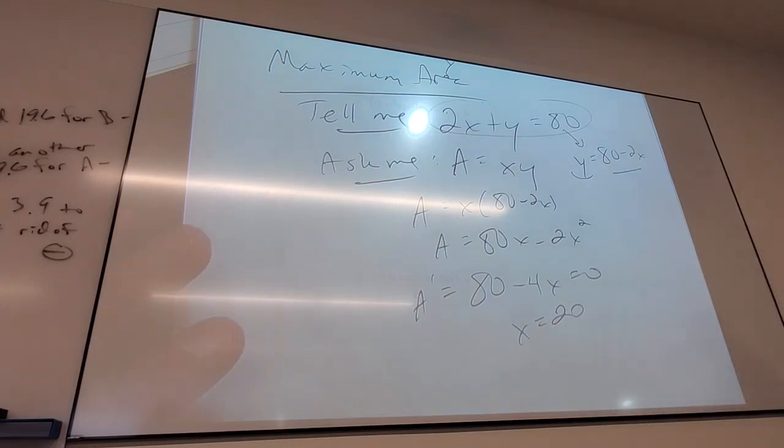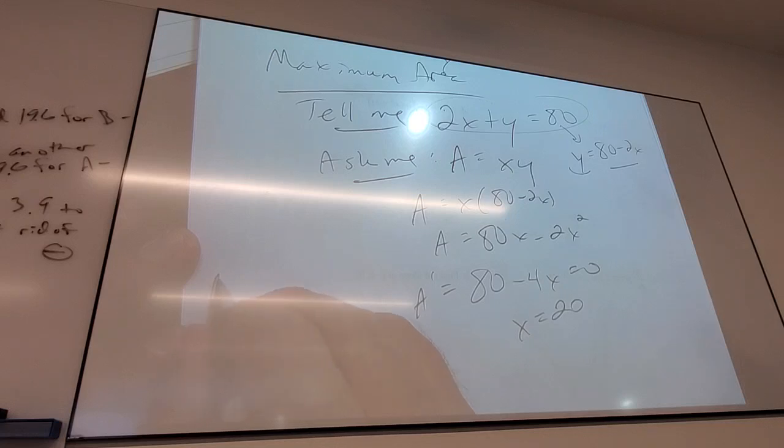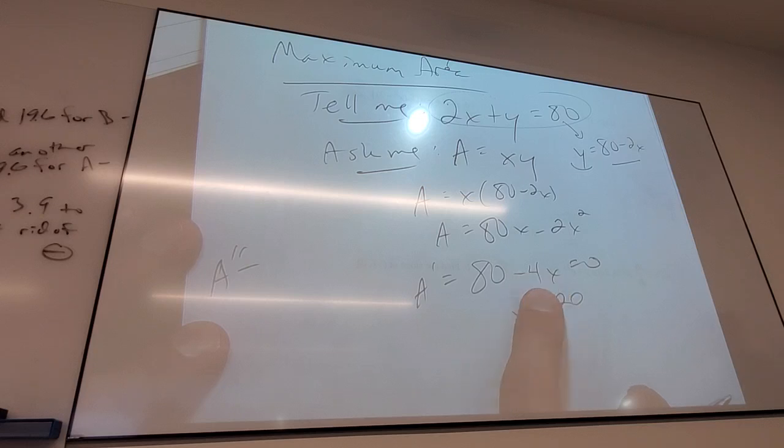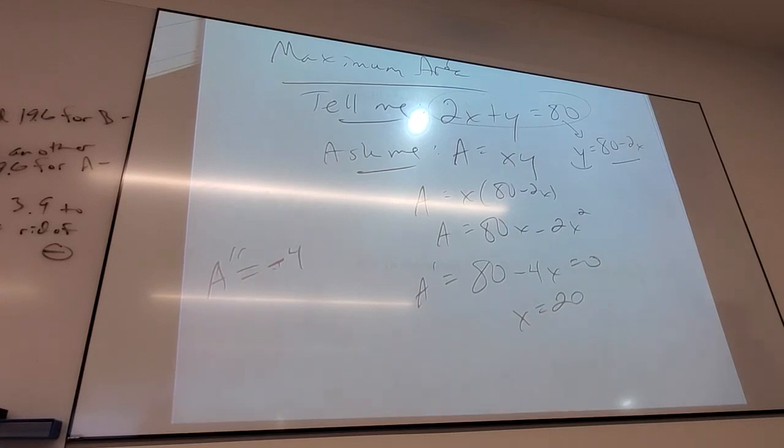Now, if I want to check it, I could do the second derivative. What's the second derivative here? Negative 4. What does that mean? The second derivative is -4. This is always concave down. Therefore, any critical number is going to be a maximum.